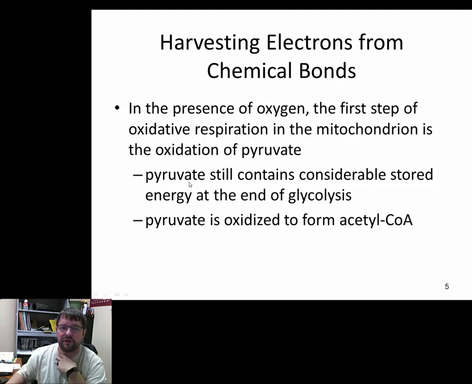Now, that pyruvate is moved into the mitochondria. It gets oxidized, it gets processed. Remember, oxidized means we're taking electrons from it, borrowing a hydrogen from it, and when you do that, you form acetyl-CoA.